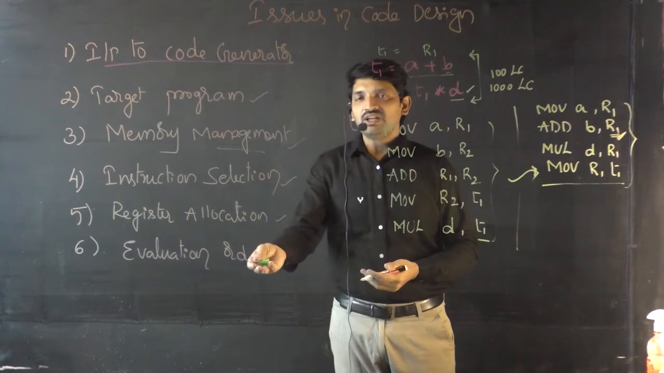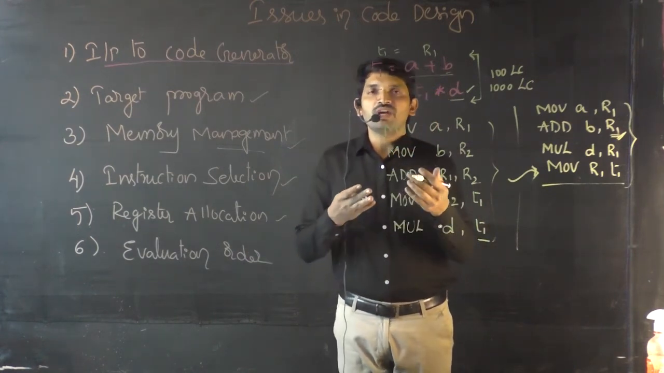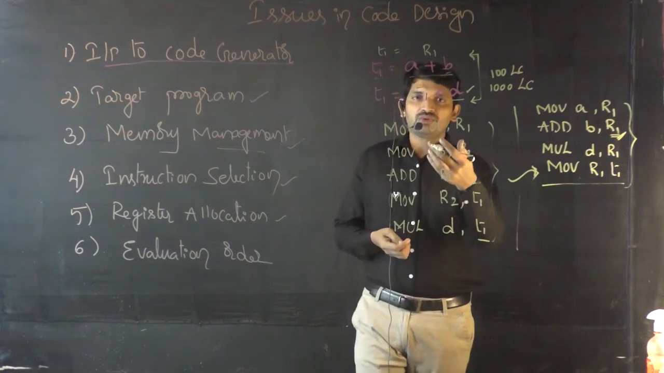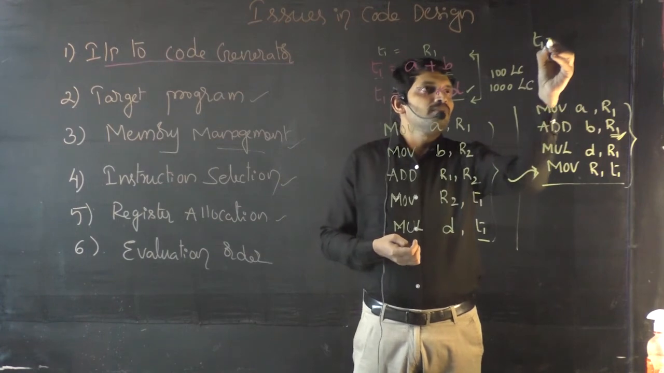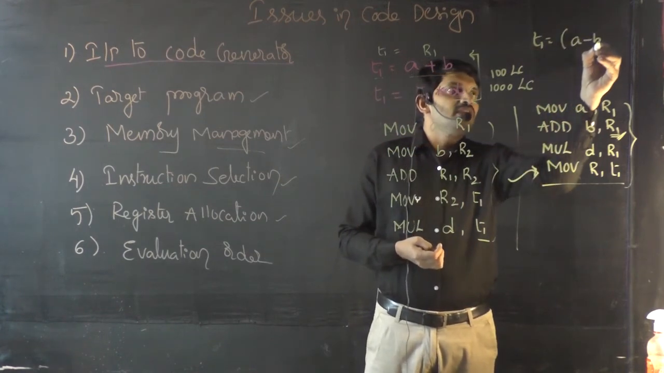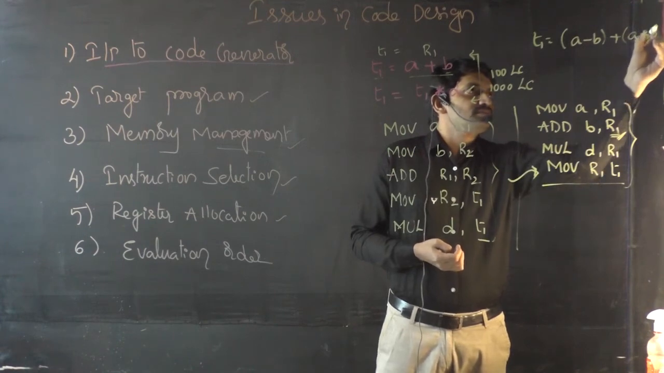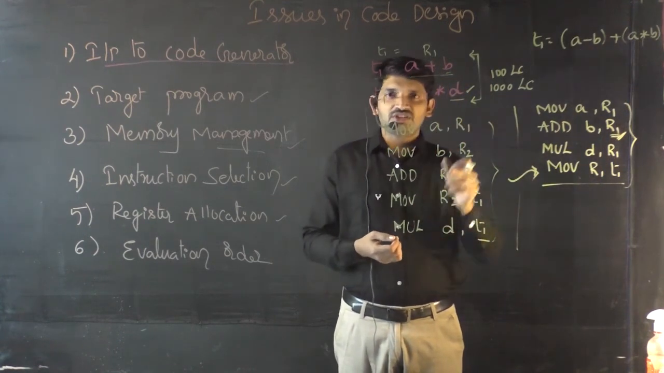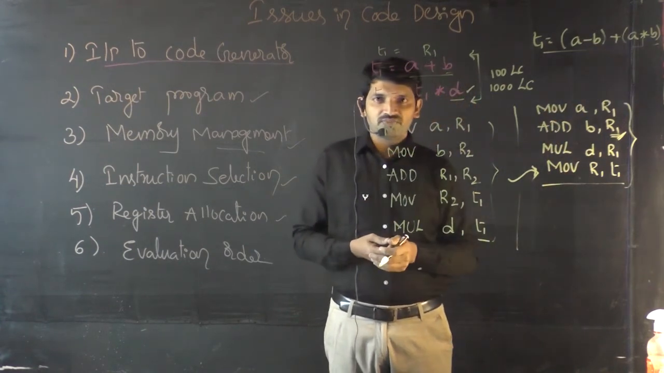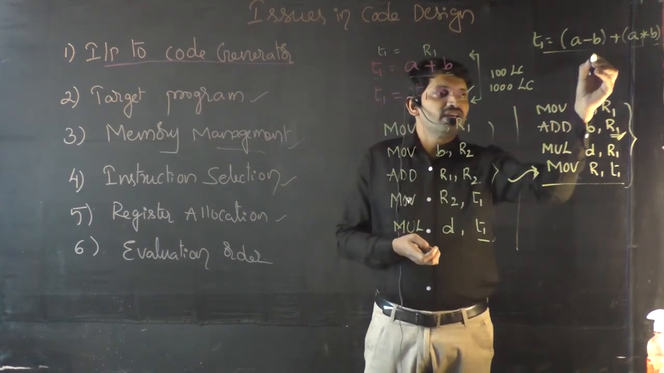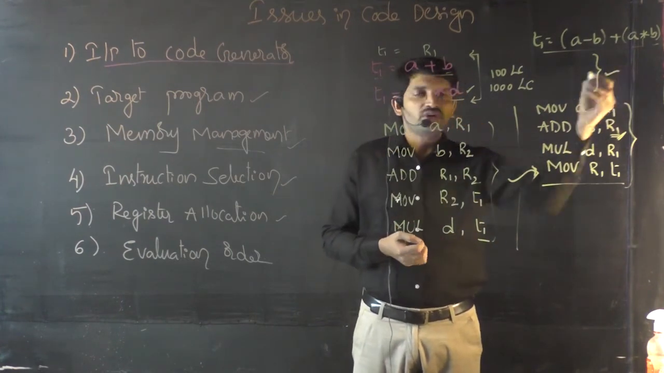Now come to the last one, evaluation order. What is the meaning of evaluation order? In which way we are going to evaluate the given instructions. Let us say T1 equal to A minus B plus A cross B. Let us say this is my instruction. First I have to generate the 3 address code for this. After that, I have to execute that 3 address code, that means by using the registers.